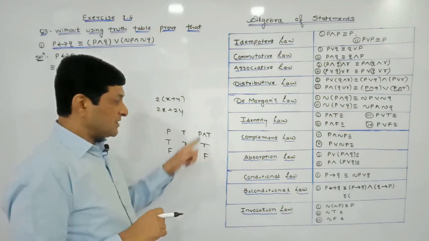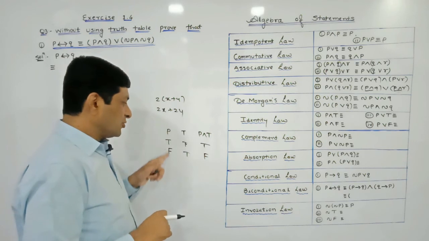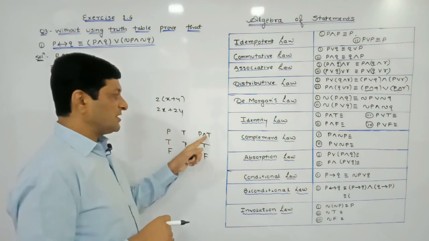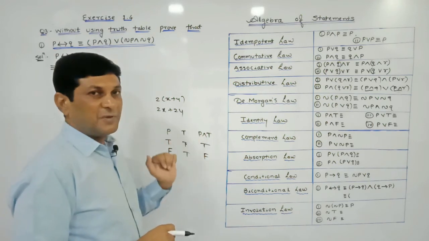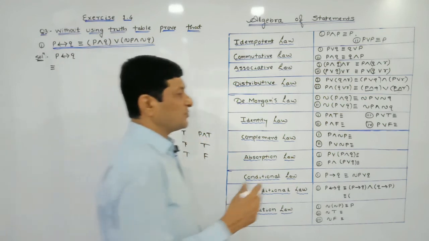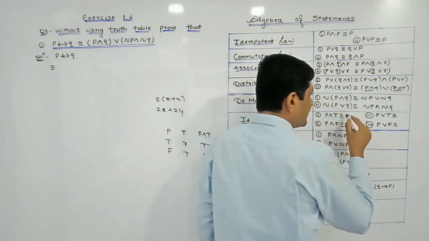Here we can observe that the truth value of P and T and the truth value of P are identical, which means these two statements are equivalent. P and T is equivalent to P.